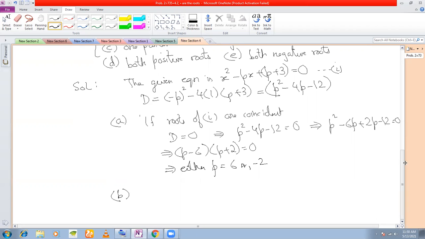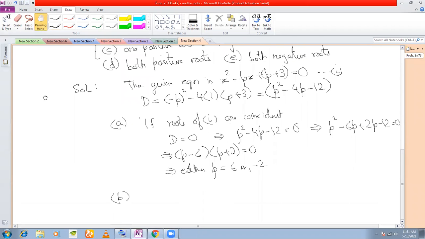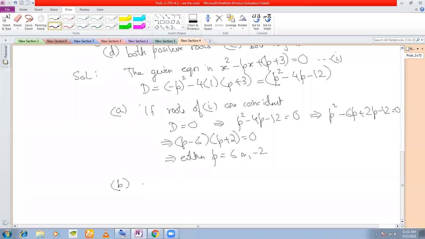Next question was real distinct roots. Now, can you tell me what do you mean by distinct roots? I told you when I was discussing this. Remember distinct roots? Distinct roots means unequal roots, real and unequal. Okay. So when are the roots real and unequal?